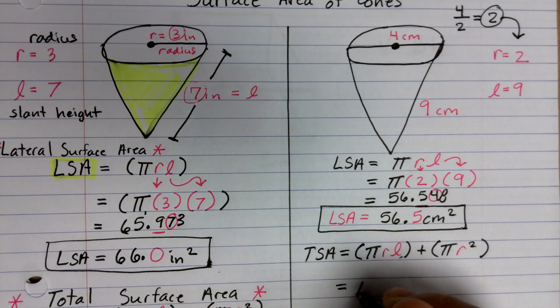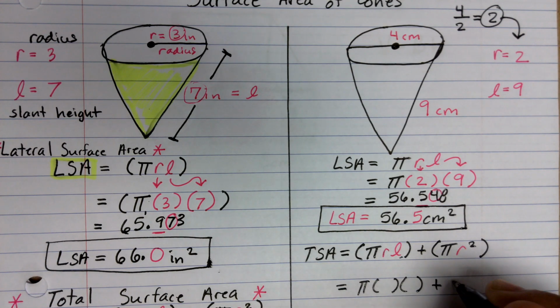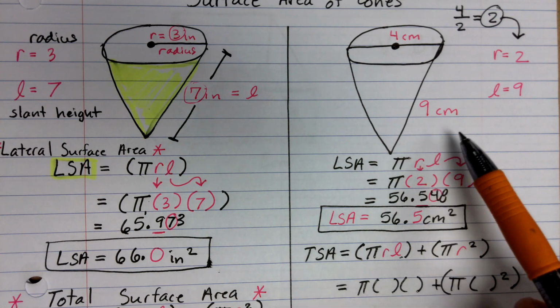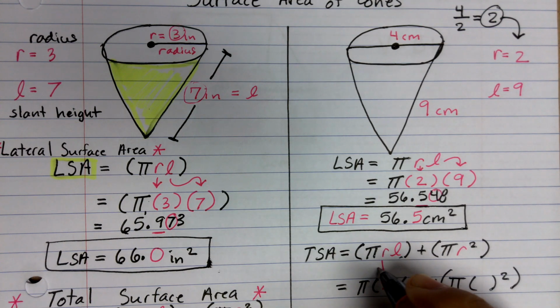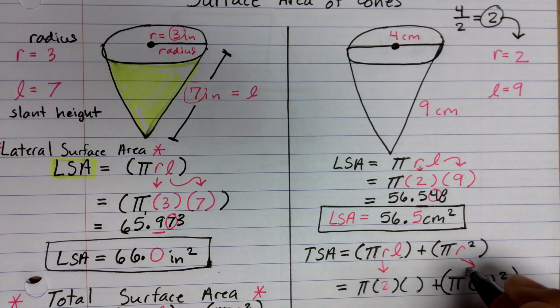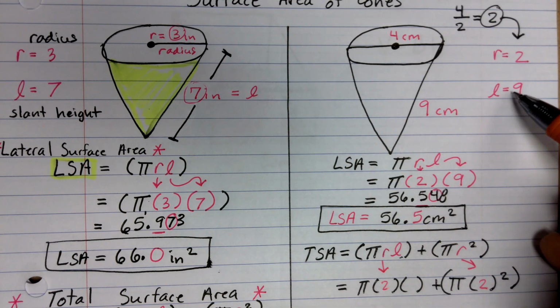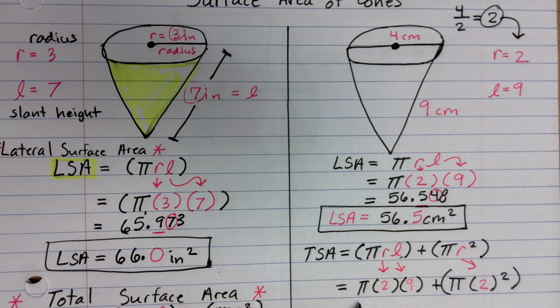So this is going to be equal to pi times r times L plus pi times our radius squared. And I'm just going to substitute the values. Notice our values didn't change any, right? We still have a radius of 2. I'm going to replace where the r is with the 2. This r is going to get replaced with the 2. And our slant height was 9, the L. So L is going to be 9. And now we're just going to go ahead and put it in a calculator and see what we get.